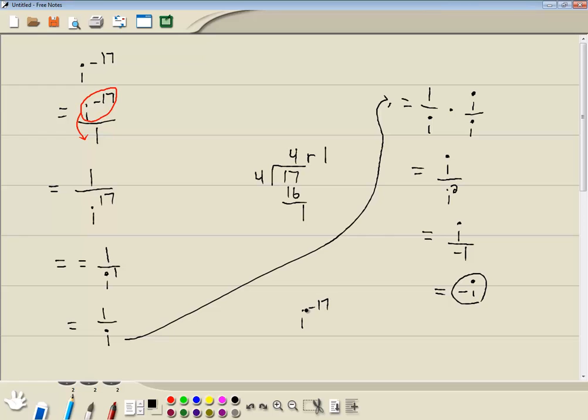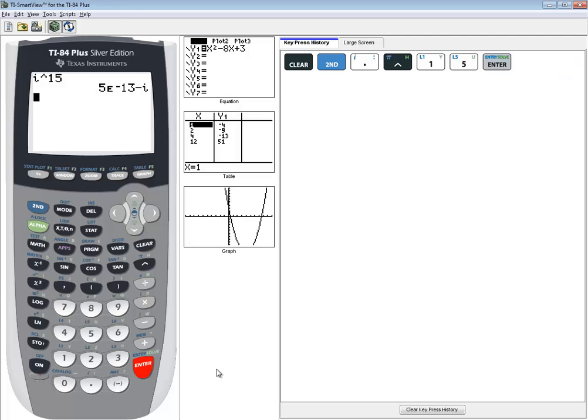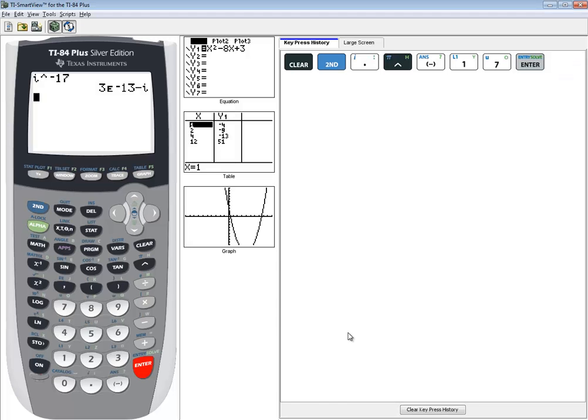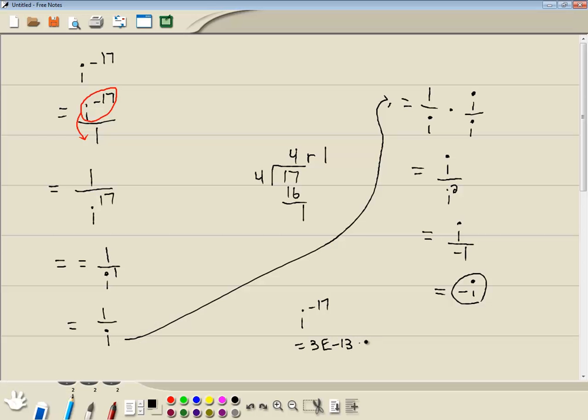Now, we can also plug this into our calculator. Sometimes we don't get the results as cleanly as we'd like. So if I plug this in, I'll do i, so I'll do second decimal, caret for our power, and then negative 17, and press enter. Then we get this. This gives us 3E to the negative 13 minus i.